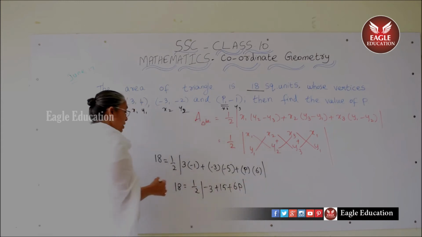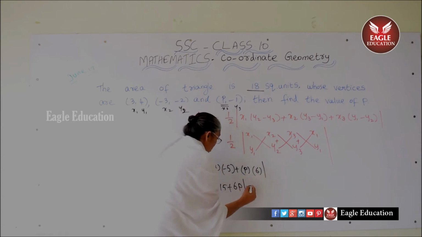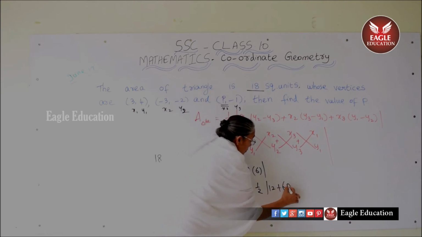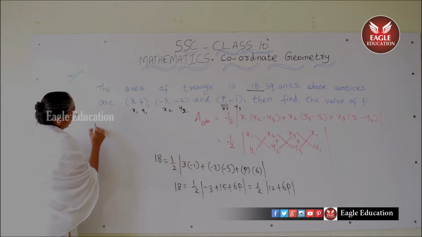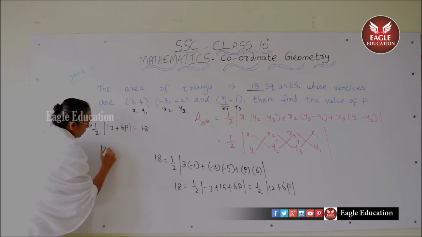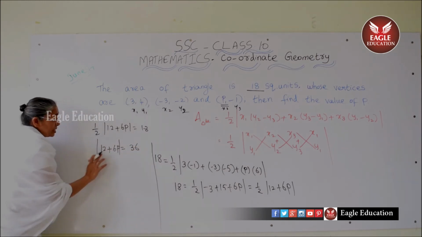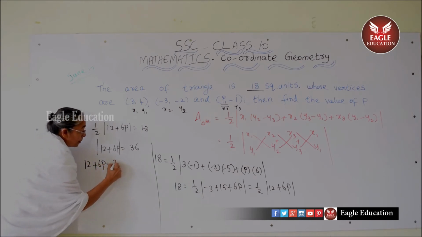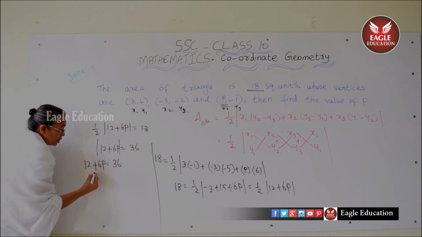So, the simplification gives us half mod of 12 plus 6p. Now, let me continue the problem here. So, half mod of 12 plus 6p is equal to 18, or 12 plus 6p I can write as 18 twos are 36 with modulus. Now, let us remove this modulus. When we remove the modulus there are two options: 12 plus 6p can be plus 36 or 12 plus 6p can be minus 36. So, let us first solve plus 36.